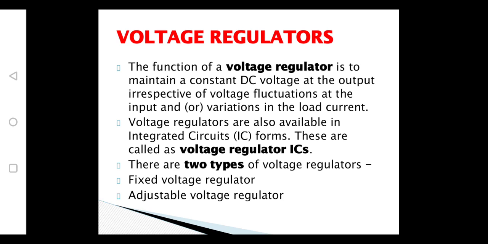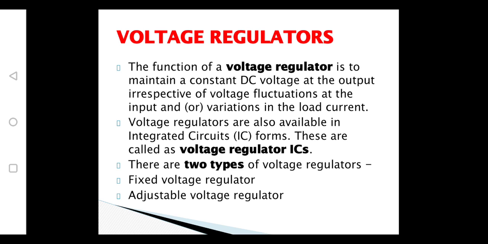These voltage regulators are available in IC form, so they are called voltage regulator ICs. Depending upon whether we are regulating a fixed voltage or a range of voltages, they are classified into two types. One is the fixed voltage regulator and the second one is the adjustable voltage regulator.